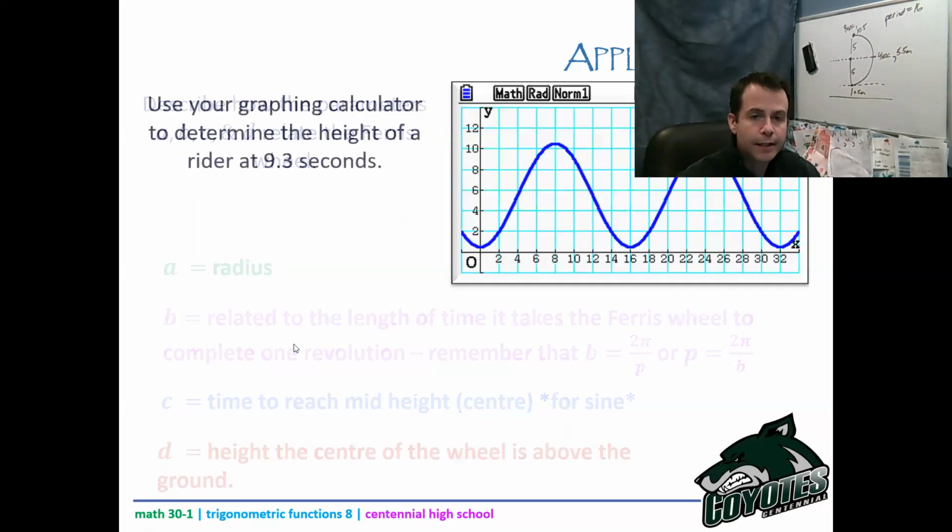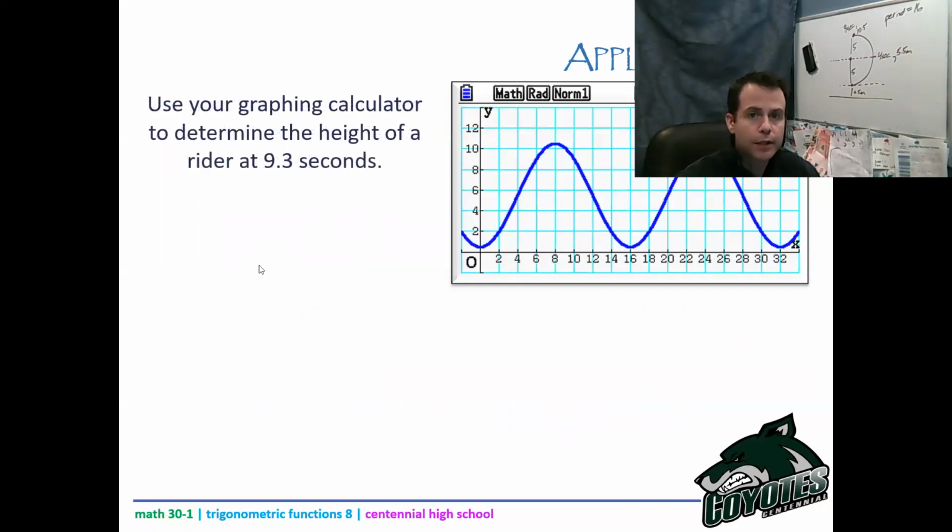The next question says use your graphing calculator to determine the height of a rider at 9.3 seconds. So you're always asking yourself, were you just given an X value or a Y value? In the context of this question, that's a T value or an H of T, but it's the same sort of setup. You are given a time value here, so you can just plug that right into your equation.